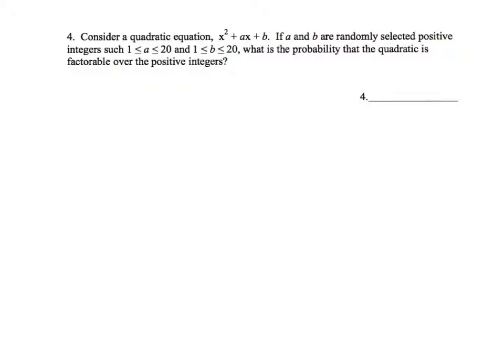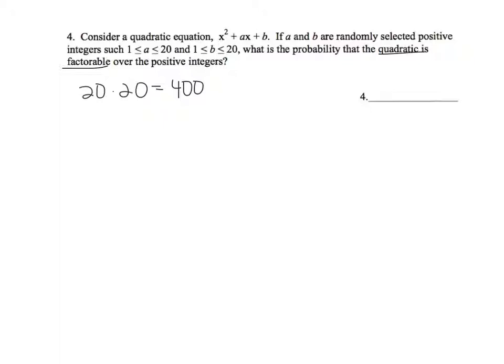Okay, so first thing we need to think about is how many different possibilities are there? Well, if I have 20 possibilities for a, and I have 20 possibilities for b, there are 400 unique quadratic equations. But we are asking, what's the probability that the quadratic is factorable? So out of those 400 possibilities, we need to know how many of them are going to be factorable. Now, I think the best way to do this problem is just by brute force.